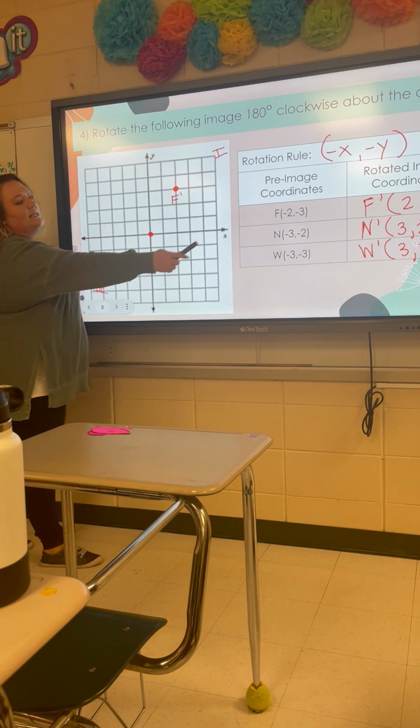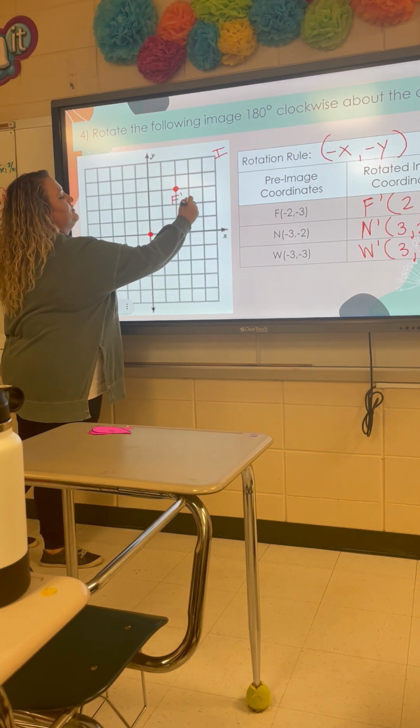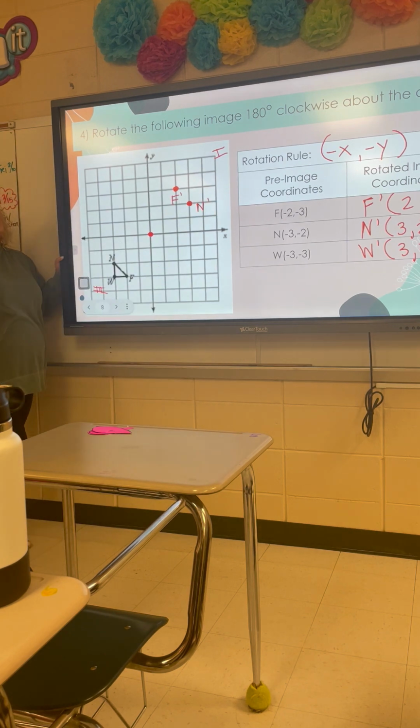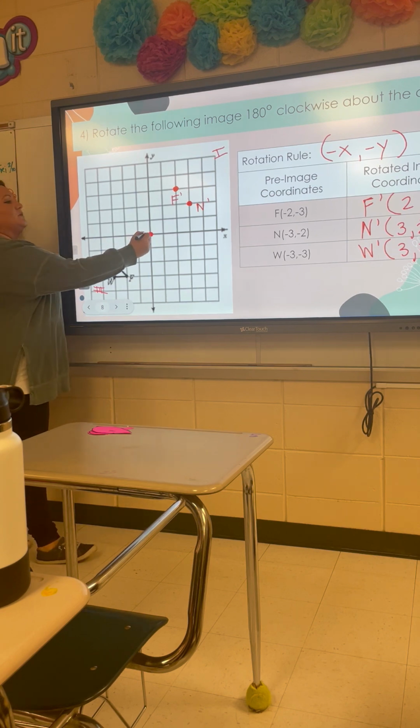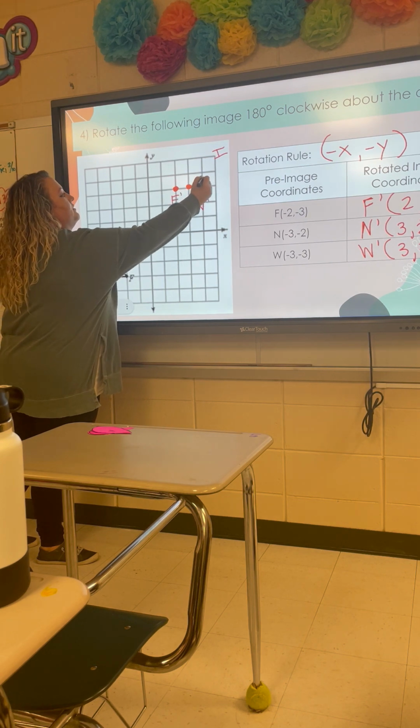The next point is 3, 2. Start at 0, 0, go right 3 and up 2. There's my new point, N prime. And the last one is 3, 3. So we start at 0, 0. We're going to go right 3 and up 3. And there is W prime.